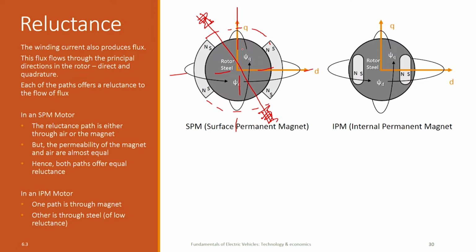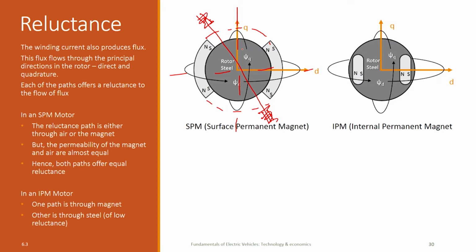The difference between the two reluctances is, the diameter of the steel is common in both cases. What is different is that in one case a certain length of path travels through the magnet, in the other case same length is passing through air. But it so happens that the permeability of a magnet is almost the same as the permeability of air. So, there is actually no difference in the reluctance between the two paths. Is this clear what I am saying?